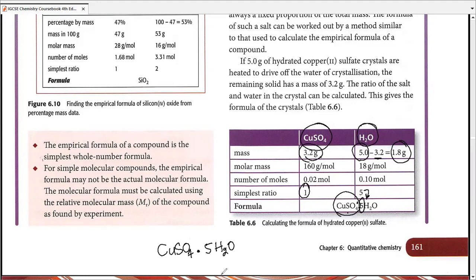We don't have many questions related to hydrated salts back in IGCSE, but you may find 2 to 3 questions in past papers of a decade, maybe. Hardly 2 to 3 questions in the past 10 years. That's about it. So I guess this example alone is good enough for you to solve. Do you understand the example given in the book?